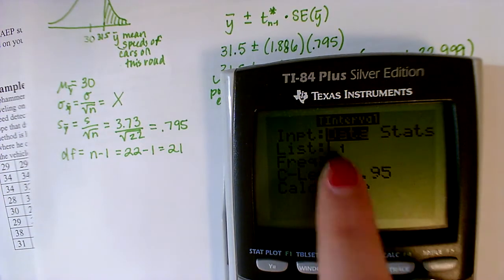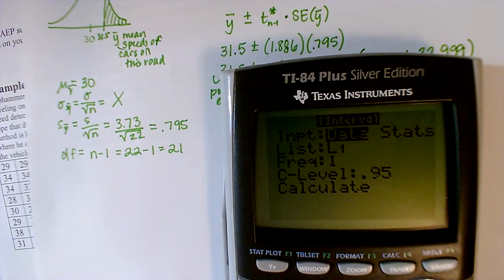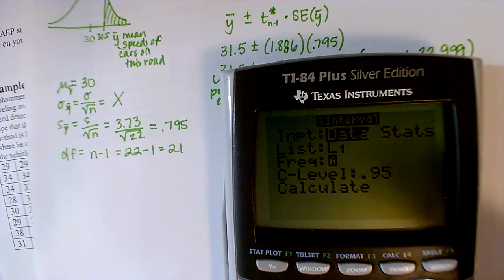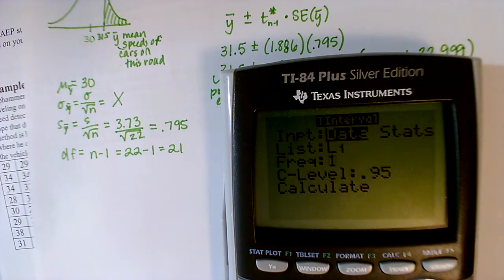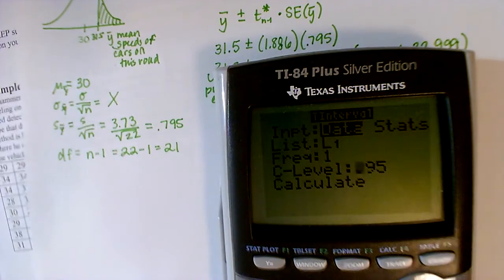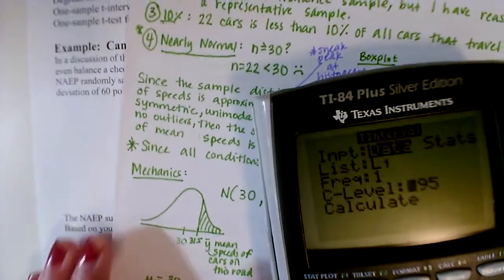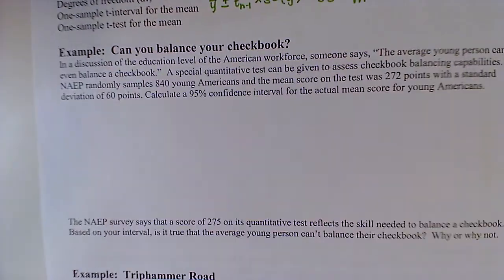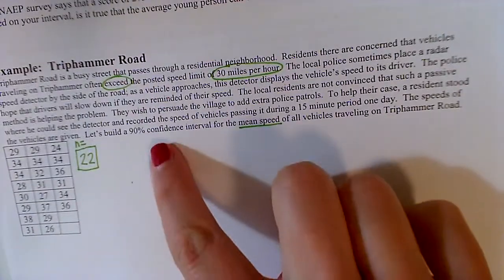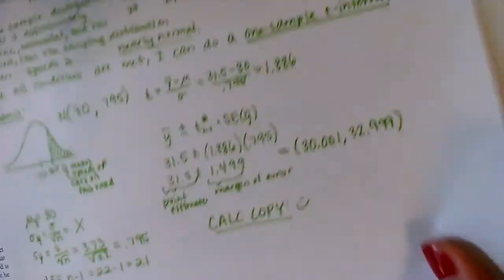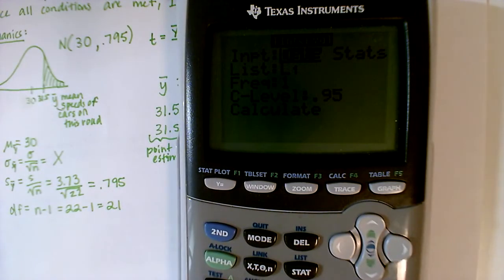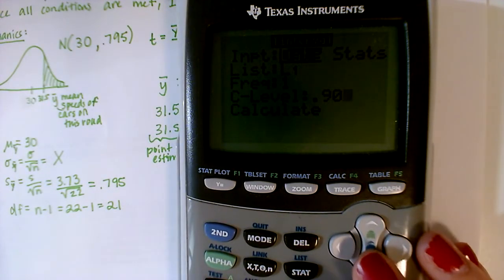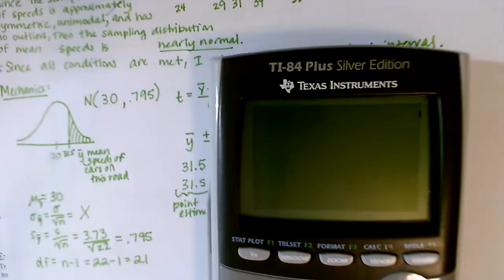Okay, now we have the data, right? The data is in list 1. Boom, perfect. We don't need to add a frequency here. This is going to calculate it all based on here. Now, I do have to change my confidence level because that's going to be the same as what was in my problem. And in my problem, it was 90%, not degrees. So this is going to be 0.90. Okay, calculate. Cool.